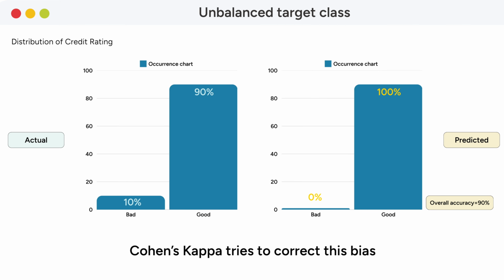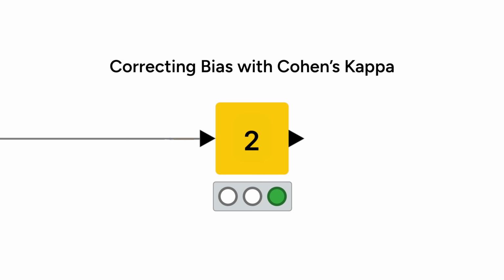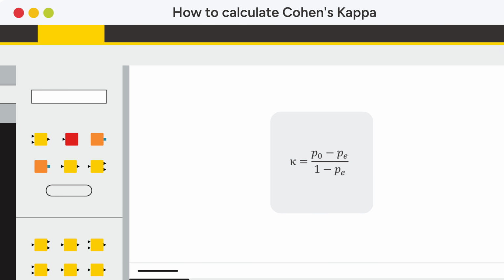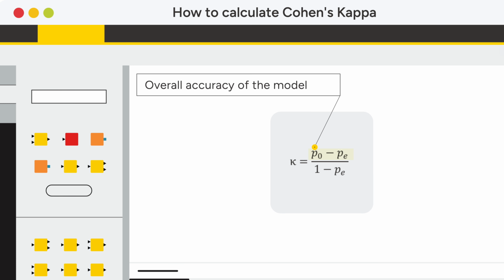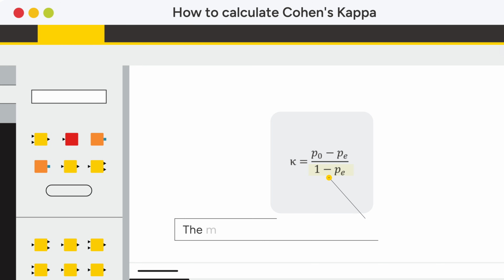Cohen's Kappa tries to correct this bias by taking into account the a priori distribution of the target classes. Cohen's Kappa is calculated as the difference between the overall accuracy of the model, P0, and the overall accuracy that could have been achieved by a random guess, PE, divided by the maximum value of this difference as given by the perfect model with an overall accuracy of 100%.